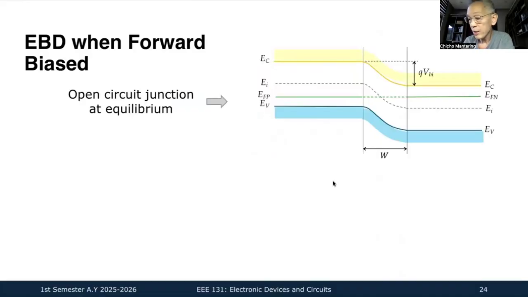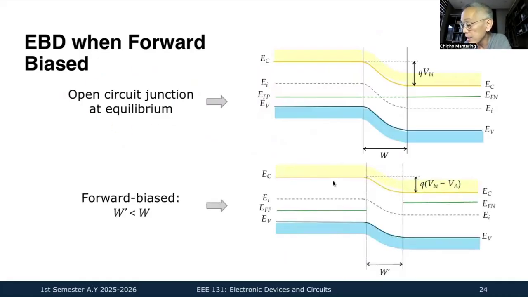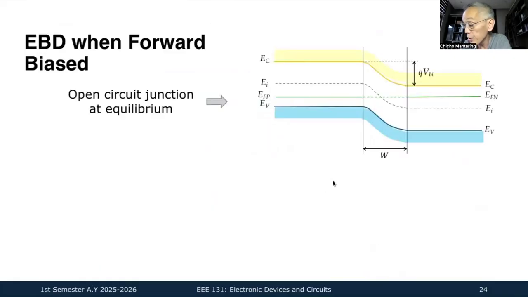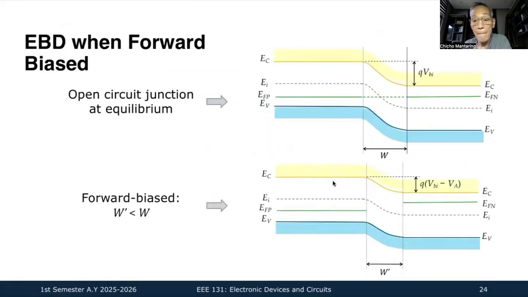So this is the forward bias. This is the equilibrium, open circuit junction at equilibrium. What happens when you forward bias it? You're making the P more positive with respect to the N. In other words, you're making this internal voltage smaller. This becomes smaller by V sub A. That is when you forward bias it.